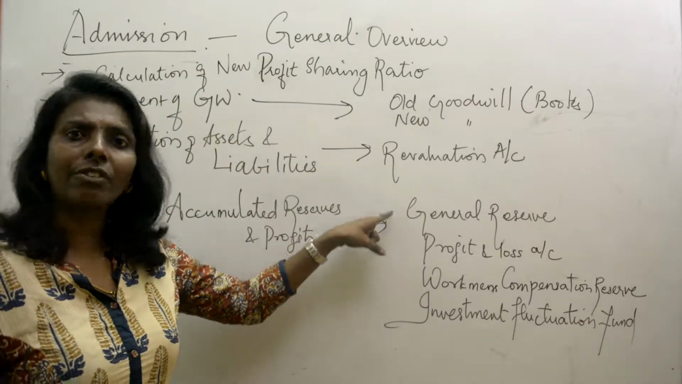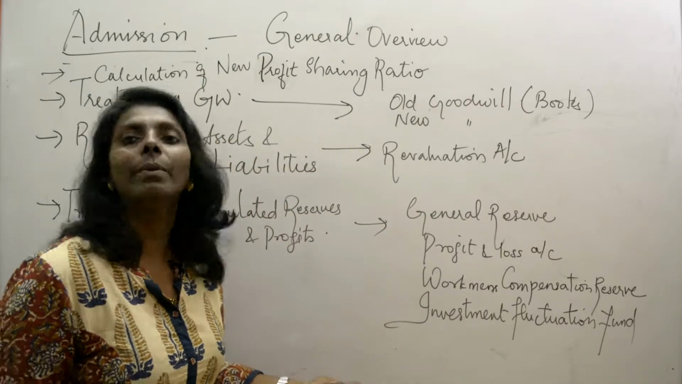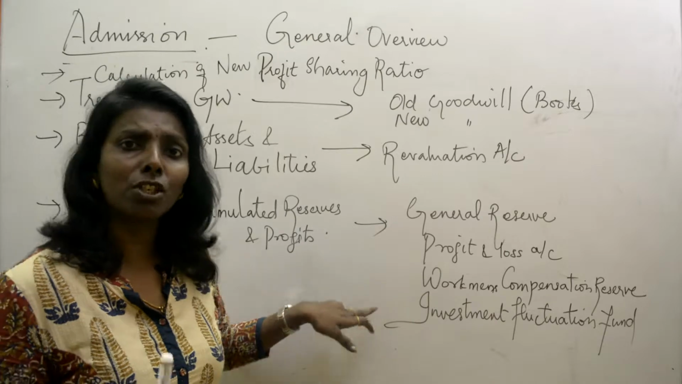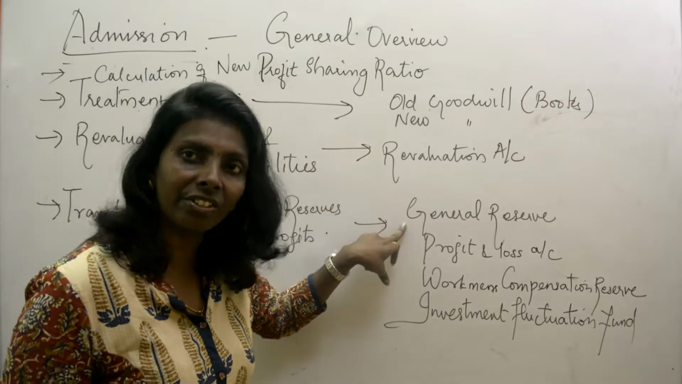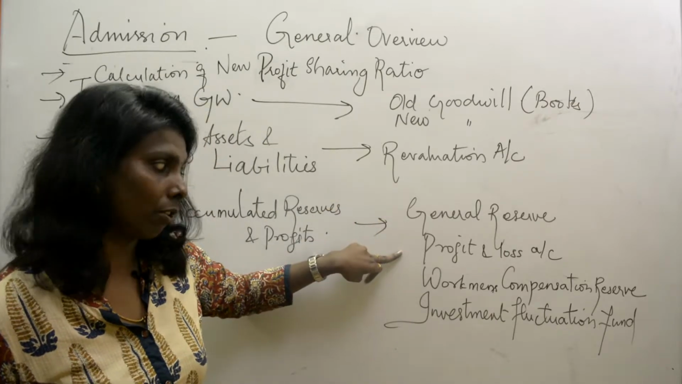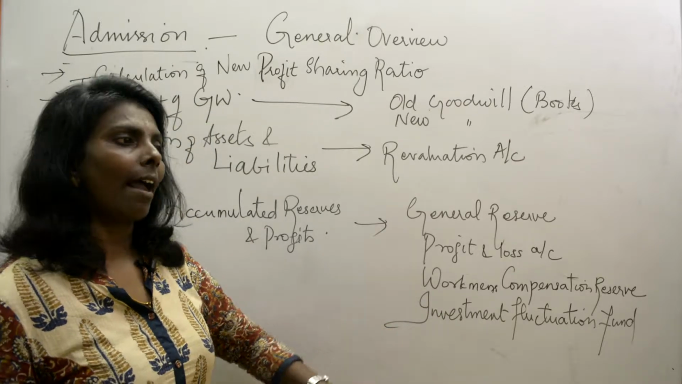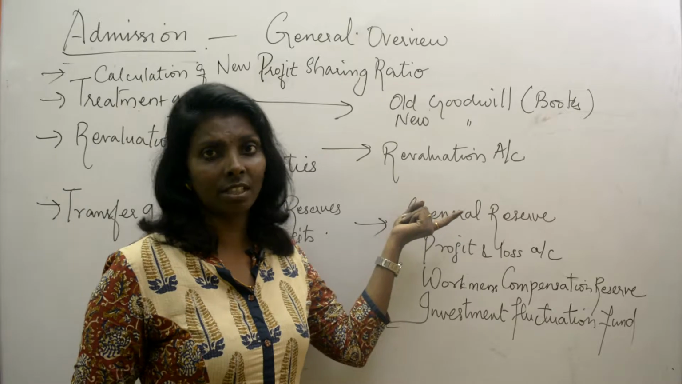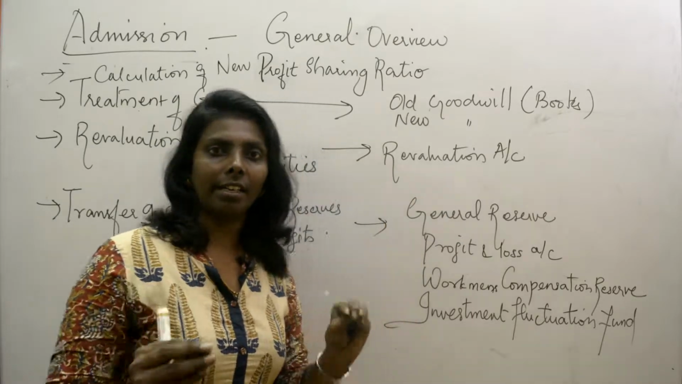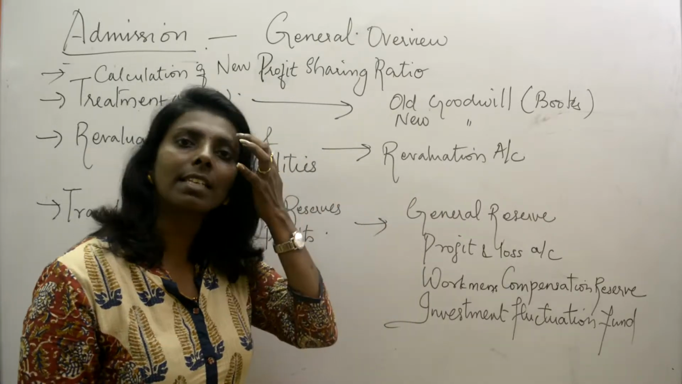So what are the different reserves and profits we will come across? These are the general things that you will come across in your problem. One is general reserve, the other one is profit and loss account, workman's compensation reserve, investment fluctuation fund. Everybody should be aware what a general reserve is. It's a reserve generally created. It's the undistributed profit set aside.